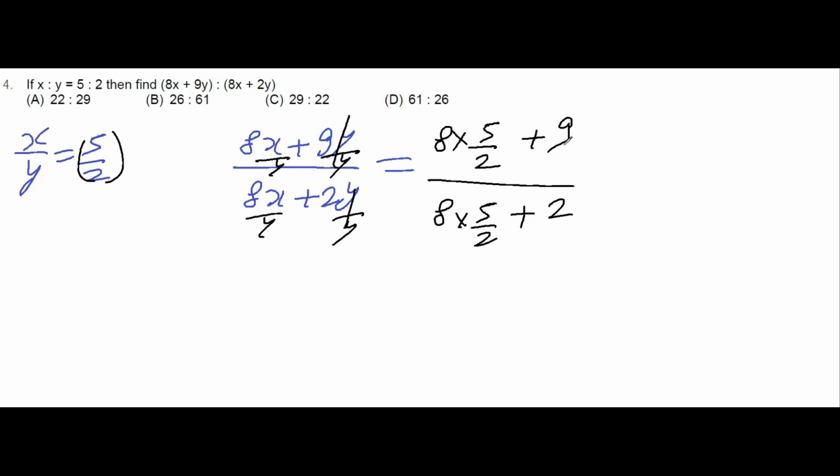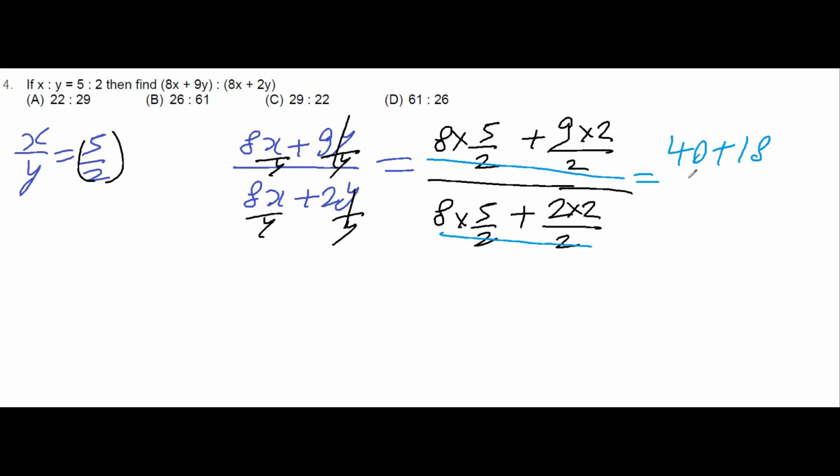But here in the denominator 2 is there, so I'm going to multiply by 2. Here again 2 is there, so multiply by 2. Next, this 2 and this 2 will be cancelled. I'll get 8 5s are 40, and then 9 2s are 18. Divided by 8 5s are 40 plus 2 2s are 4. So here I'll get 58 upon 44.